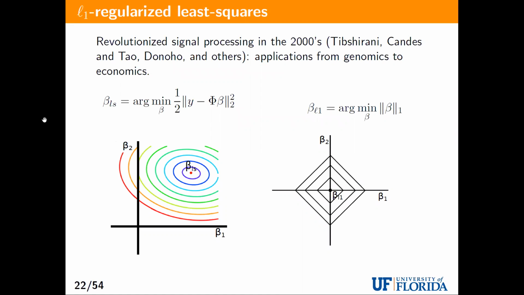Well, there's something called compressed sensing or basis pursuit, and it goes by various names. This idea came up in the 2000s. It has completely revolutionized signal processing. Now people are using it from genomics to economics, right? The idea is that if you add this 1-norm penalty, then you get solutions that are mostly 0. So it's like looking for a needle in a haystack.